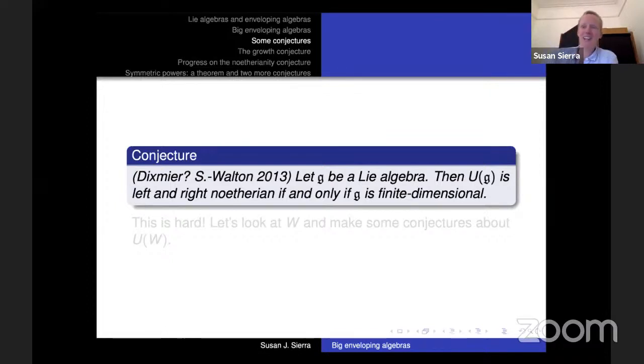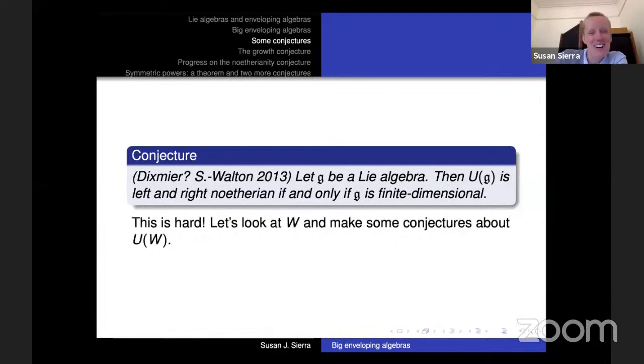So I want to move on. This conjecture is too hard. I want to move on and make some conjectures that I might have more luck saying something about. So let's look specifically at the Witt algebra and make some conjectures about its enveloping algebra.